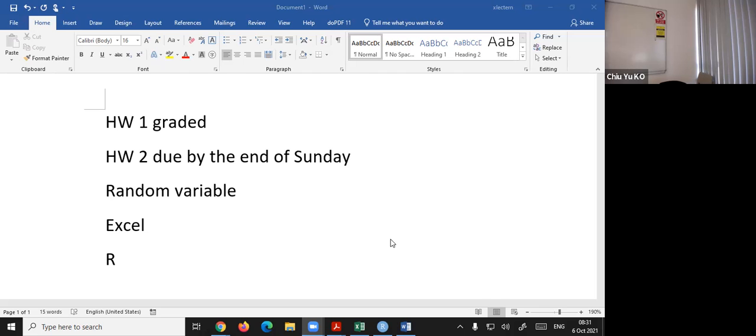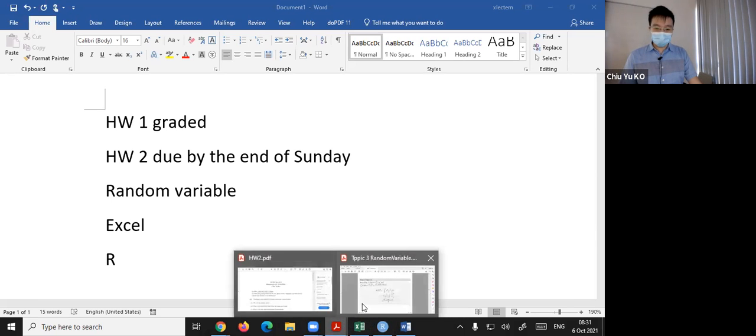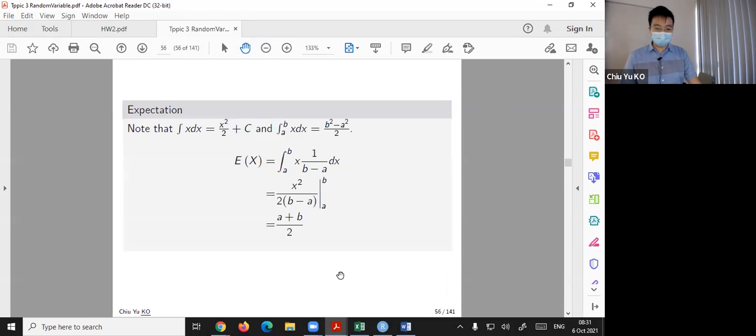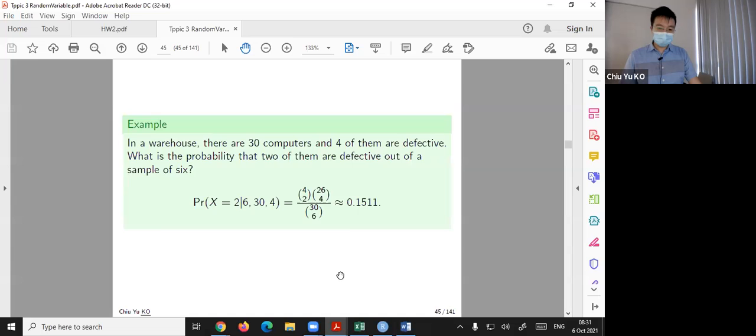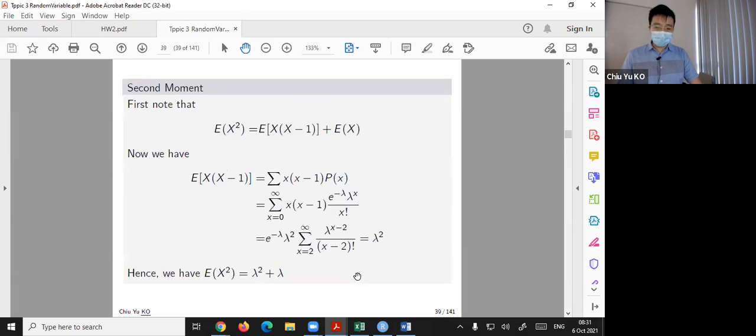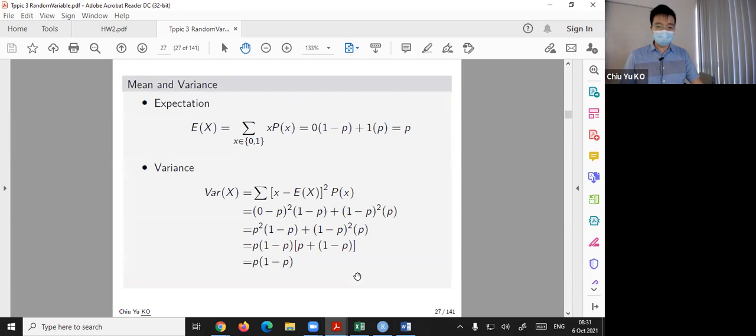The goal today, we will talk about the random variable. Try to finish them. And at the same time, we talk about some Excel and R. Okay, so that's why we're here. Very quickly, we go to talk a little bit about the random variable. Last time we just stopped at the hypergeometric. But let us review a little bit what we have been doing so far.